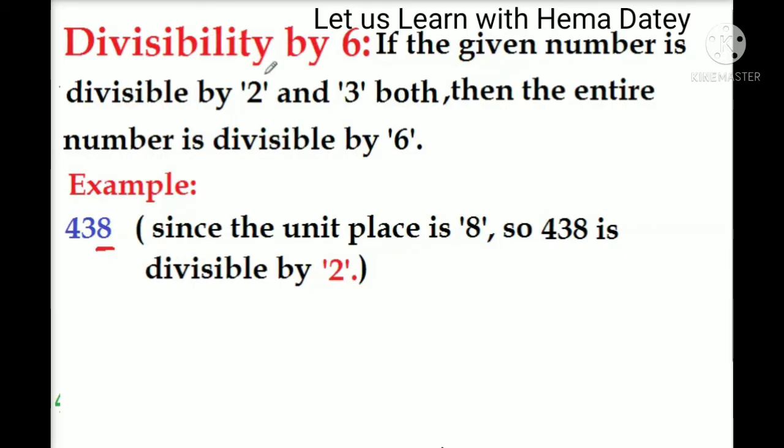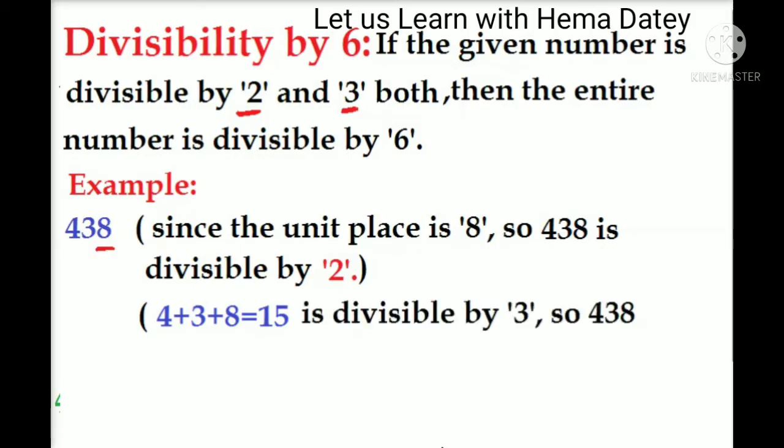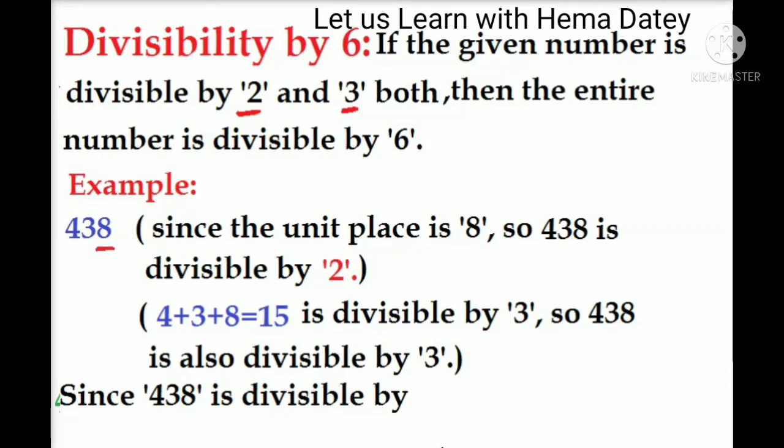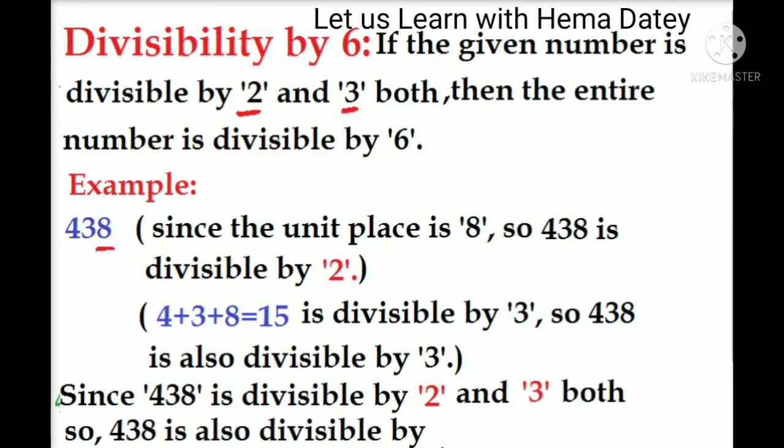Let's check its divisibility by 3. For this, we need to add all the digits of the number. 4 plus 3 plus 8 is equal to 15, which is divisible by 3, so 438 is also divisible by 3. Since the number is divisible by 2 and 3 both, so this number is also divisible by 6.